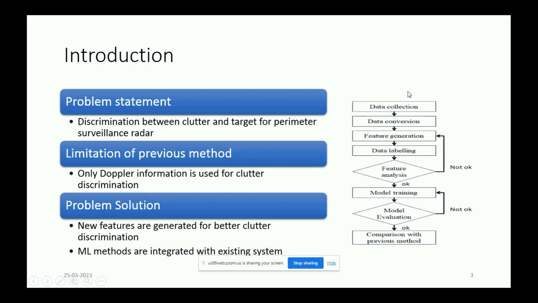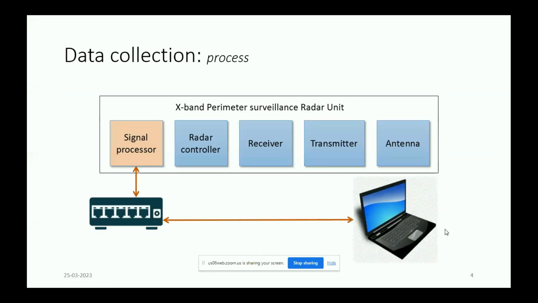As you can see in the flow, we have collected the data, then the data is converted into some particular format. Then we have extracted the features, and we have done the labeling, which is manual labeling. And then feature analysis is done. Unless those features were okay, we continued trying. Once we got our features, then we trained our model, and then we evaluated. And then finally, we compared all those models to decide which one to integrate with our existing system.